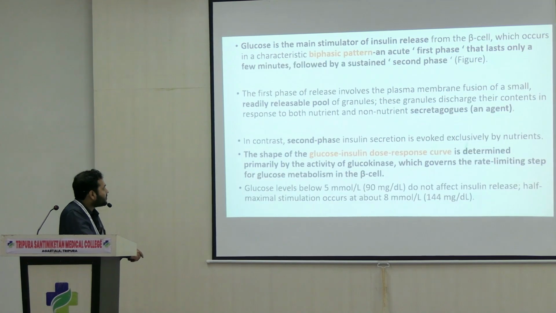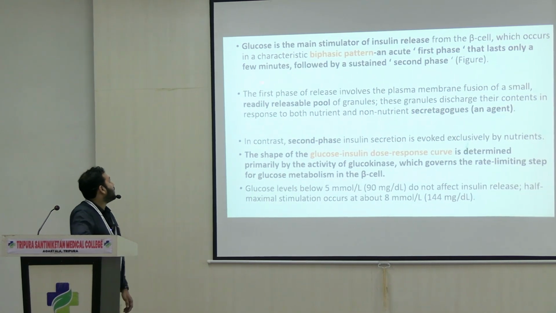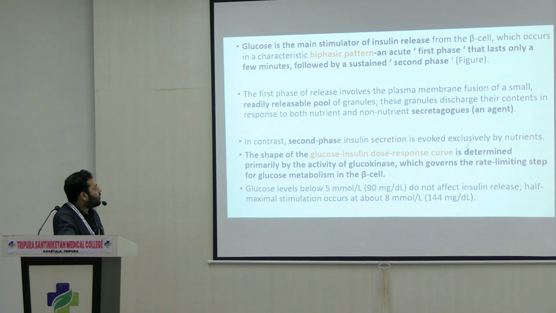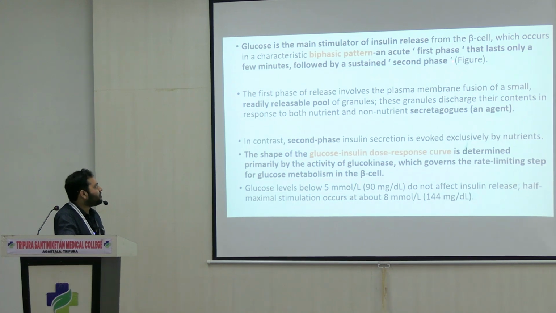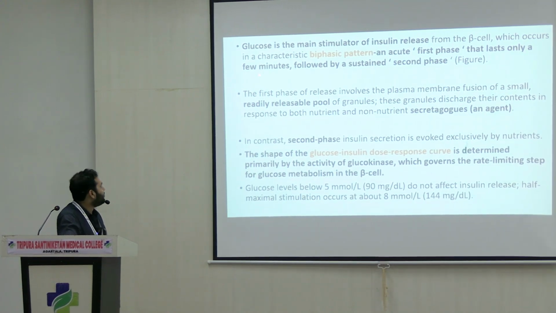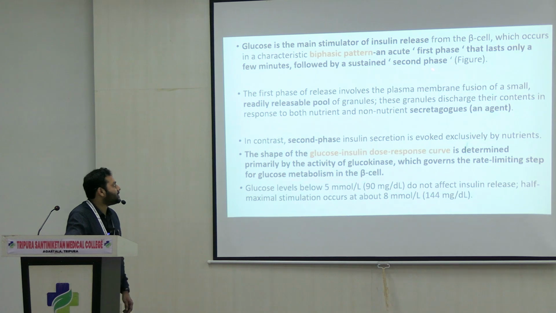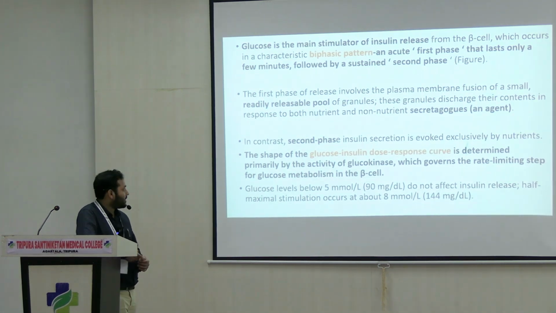Now, here you can see glucose is the main stimulator of insulin release from the beta cells, which occurs in a characteristic biphasic pattern, an acute first phase that lasts only a few minutes, followed by a sustained second phase. This is the most important thing.